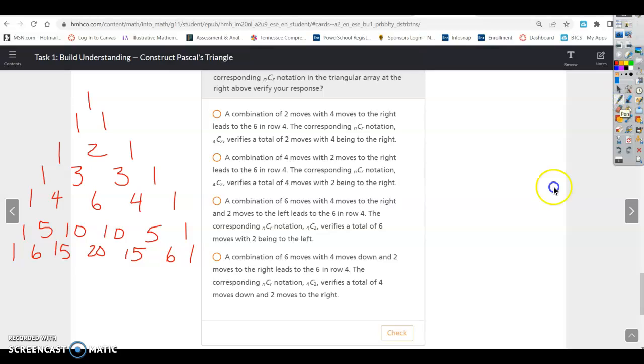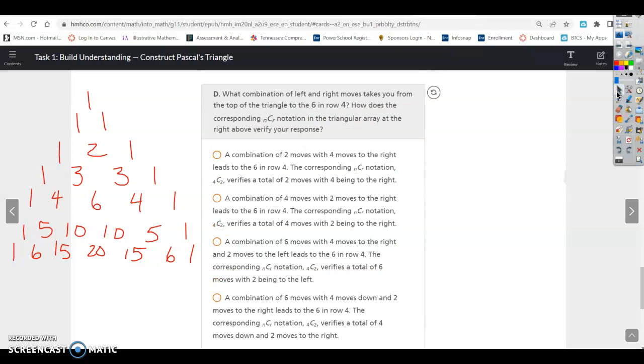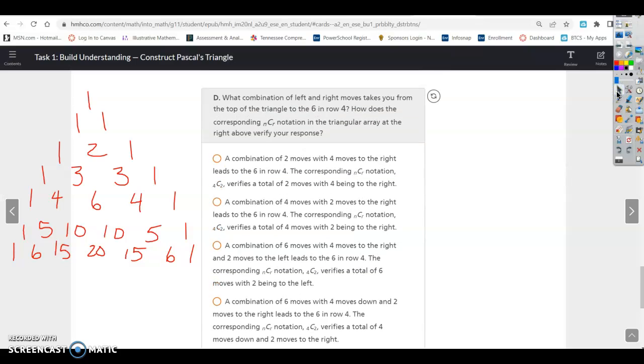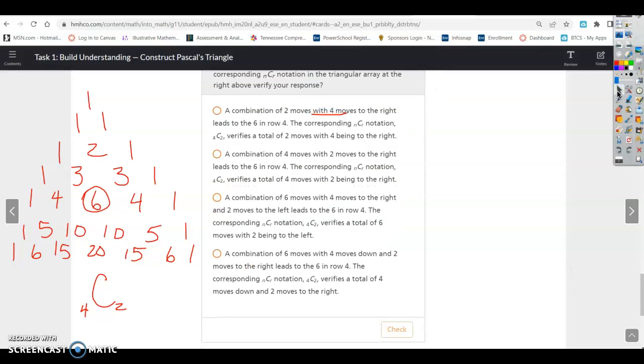Okay, so the 6 in row 4, 1, 2, 3, 4. So this comes from your 4th row and your 2nd position, because again 0, 1, 2. All right, let's read the choices here.